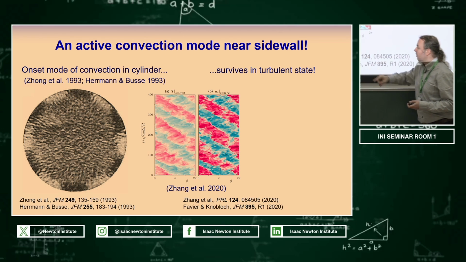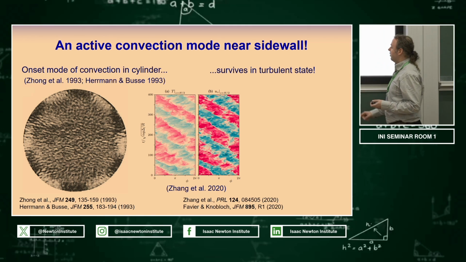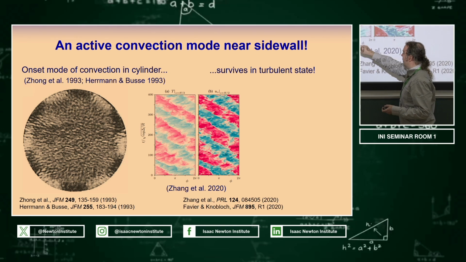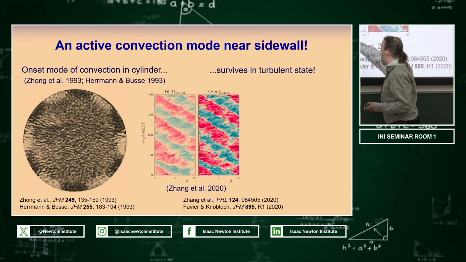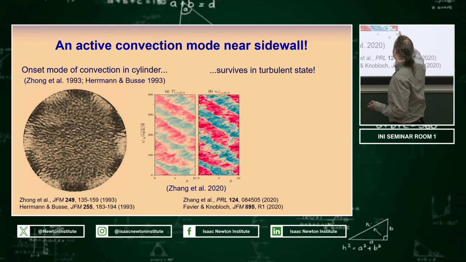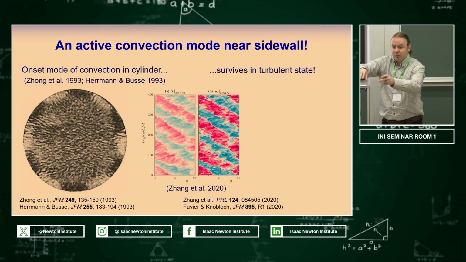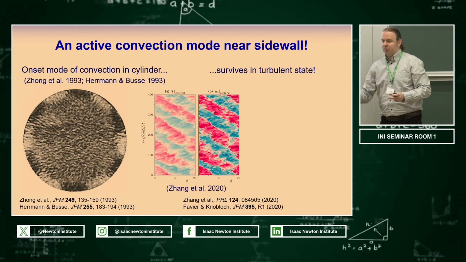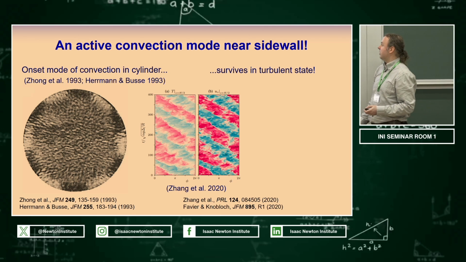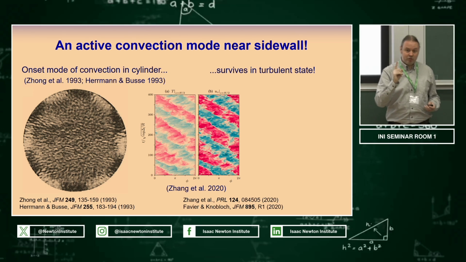So these are simulations done by the group in Göttingen, Zhang et al. And these graphs show time histories of the signal around the circumference of the cylinder, in this case temperature at half height and vertical velocity at half height. And this once again clearly shows that the circumference is covered by one part upward flow, which is a bit hotter, and one part downward flow, which is colder. And this pattern is actually rotating against the direction of rotation that's applied.